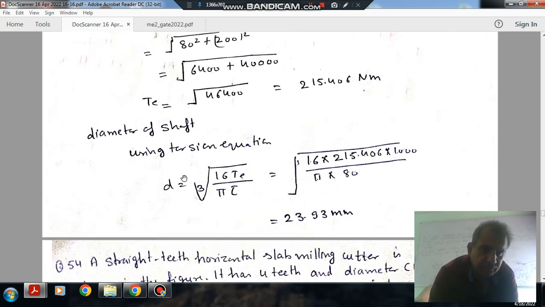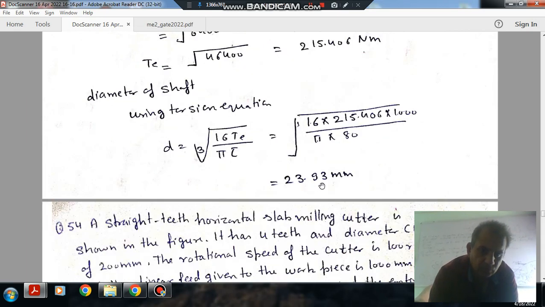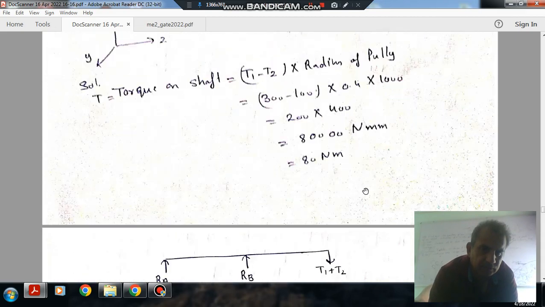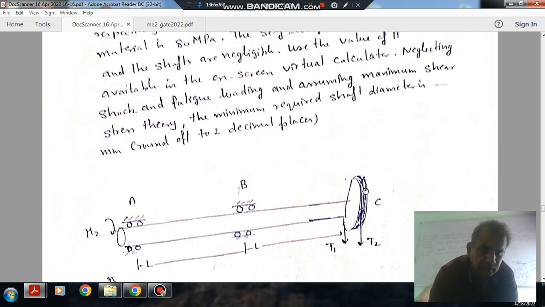And the diameter of the shaft from the equivalent torque can be calculated. So D = 16Te/(πτ), where τ is your 80 MPa and Te is your 215.406 × 1000. Putting in these values, we can find D as 23.93 mm. So the diameter of the shaft is 23.93 mm.